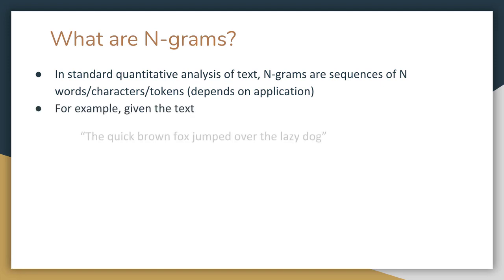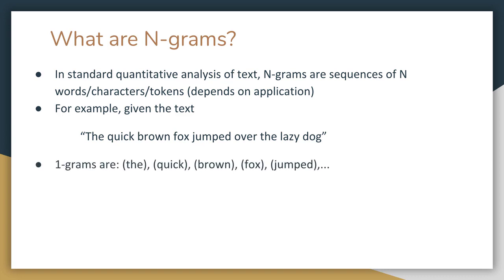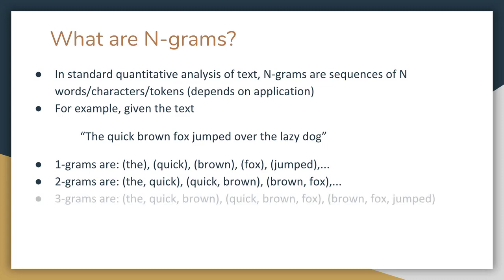For example, let's say you have the traditional text, the quick brown fox jumped over the lazy dog. Then your 1-grams are just the words: the, quick, brown, fox, and so on. Your 2-grams are going to be consecutive pairs of words: the quick, quick brown, brown fox, fox jumped, and so on. Your 3-grams are going to be consecutive 3 words: the quick brown, quick brown fox, brown fox jumped.